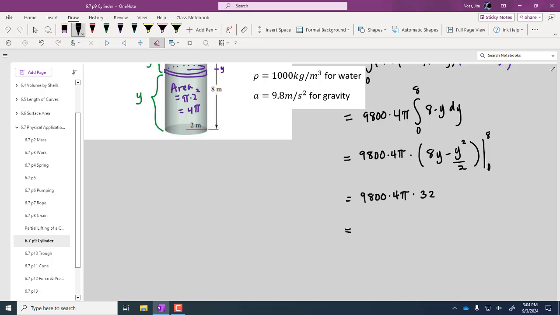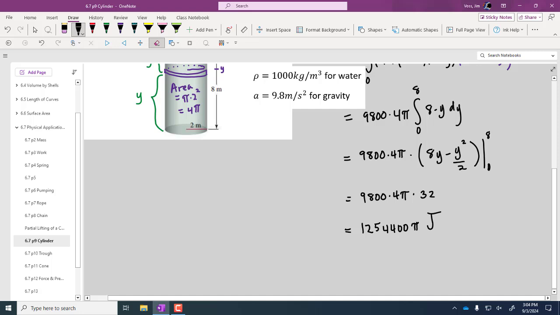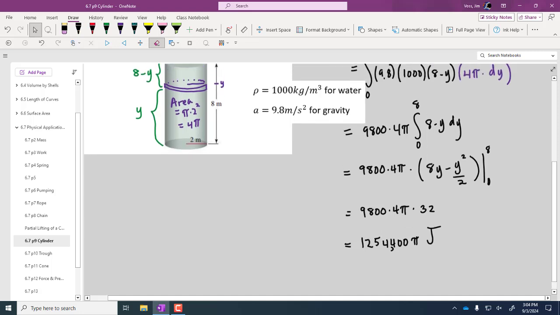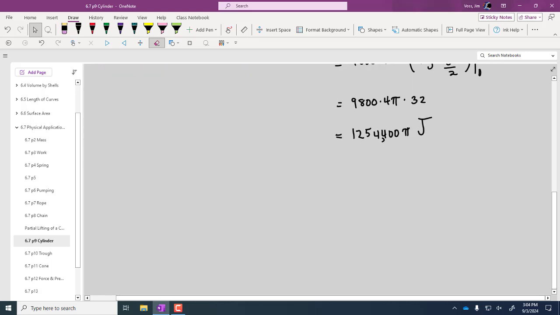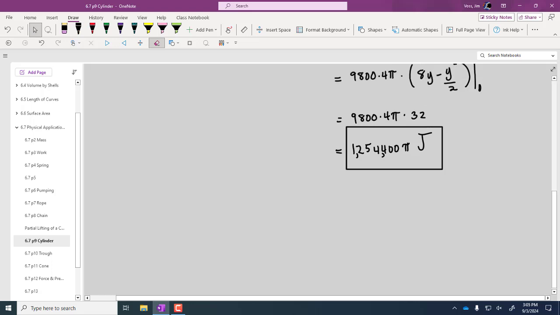So we're going to do 9800 multiplied by 4, multiplied by 32, and we're going to have a whole bunch of joules. 1,254,400 times pi joules. So that is how we will do the pumping problems.